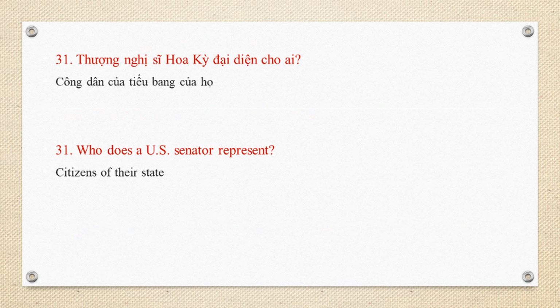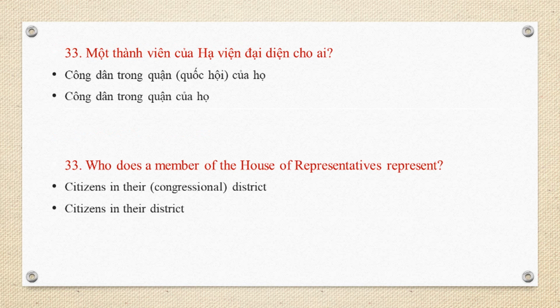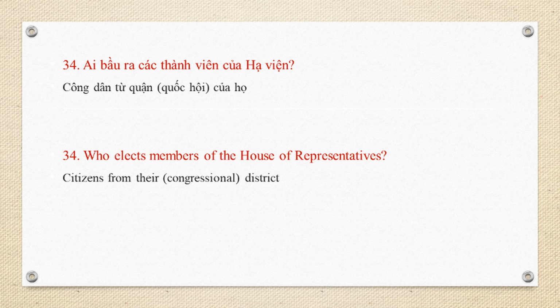31. Who does a U.S. Senator represent? Citizens of their state. 32. Who elects U.S. Senators? Citizens from their state. 33. Who does a member of the House of Representatives represent? Citizens in their congressional district. Citizens in their district. 34. Who elects members of the House of Representatives? Citizens from their congressional district.